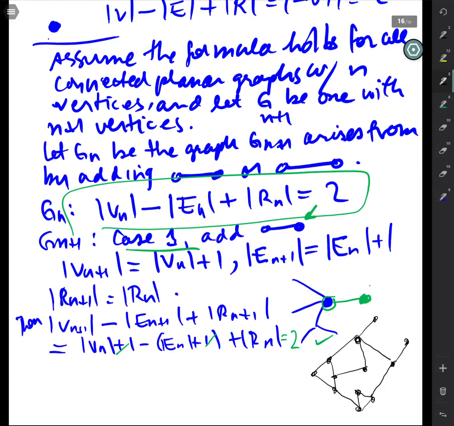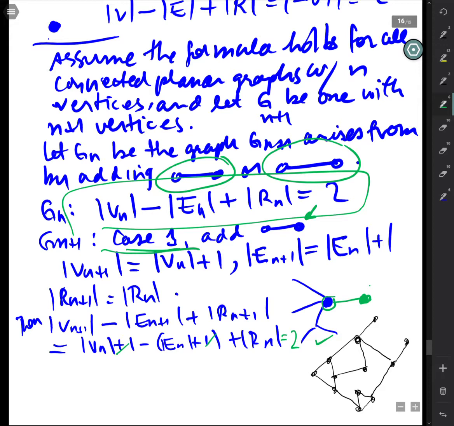And now we're going to proceed to look at a graph with n plus 1 edges, which can be obtained from a graph of n edges by adding either an edge with a vertex, and that's our case 1 that we've already proved, or an edge with no vertices attached to it, and we'll attach that to 2 existing vertices. So that'll be our case 2. So case 2, we'll add an edge with no vertices, but we'll attach it to 2 existing vertices.